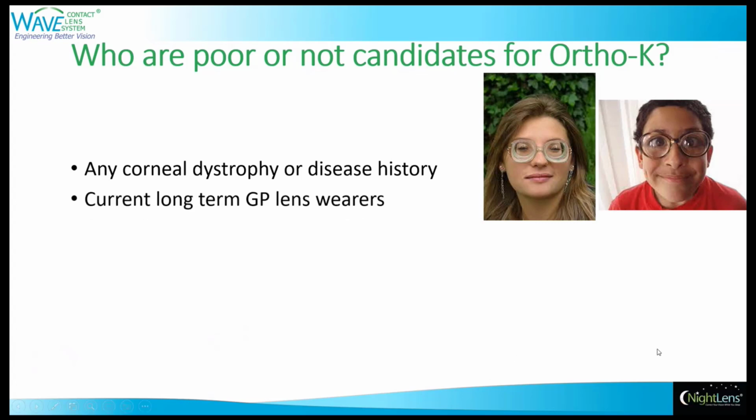So, long-term gas perm wearers, these are interesting patients because they actually fall into two categories. If the gas perm wearer has a recent prescription for glasses and can easily move from their daily wear gas perm lenses to their glasses without any visual issues, this may be a candidate for Ortho K. But the other type is that they've been wearing lenses for 20 years and they have no glasses or any other visual modality other than the gas perm lenses.